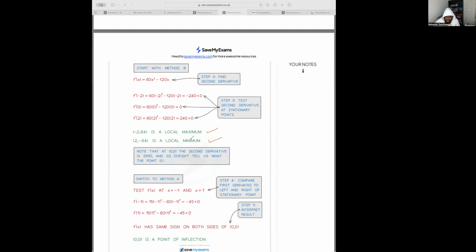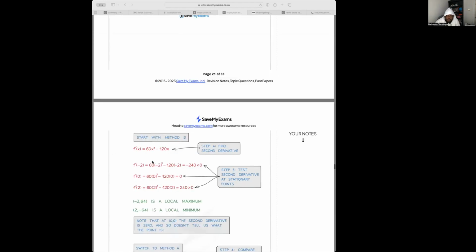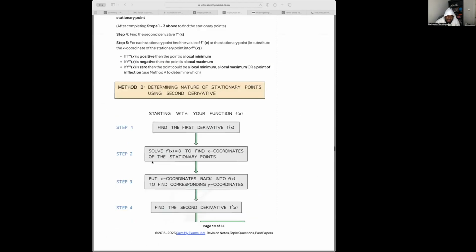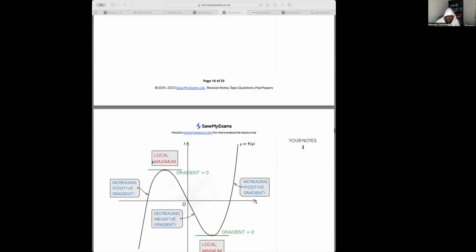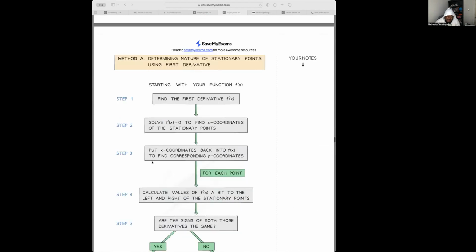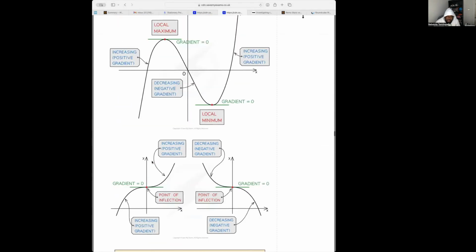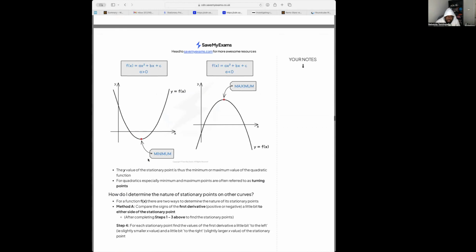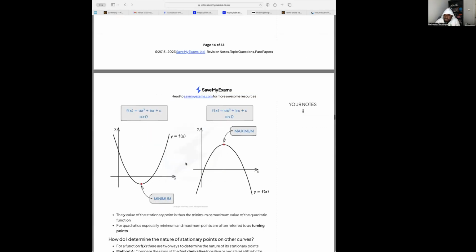Because the one with x equals minus 2 is less than 0, so you know that it's going to be on the maximum side, while that one is going to be on the minimum side. So don't forget, if you scroll back, you can see clearly that this is the minimum, that is the maximum.